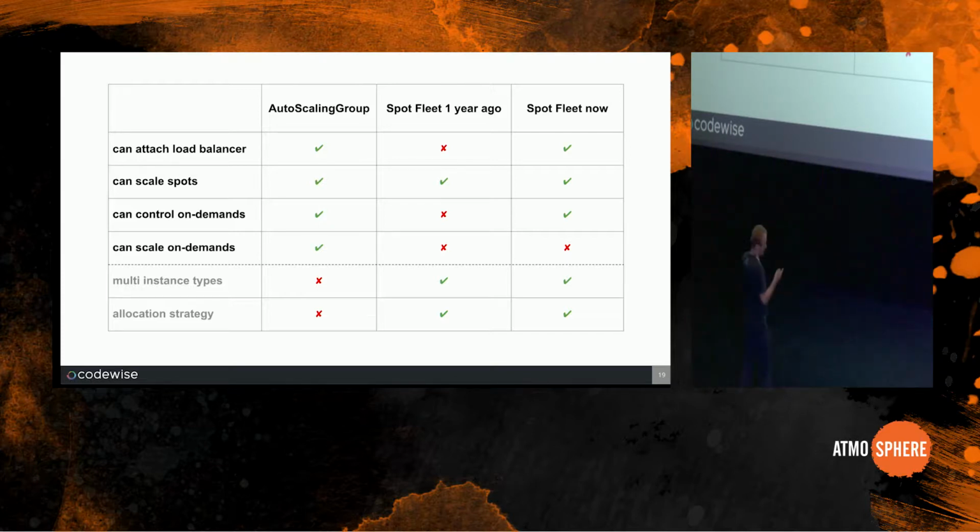For us, what was important was that we had to scale on demand. In Spot Fleet, that was never possible. Right now, you can have on-demand in a Spot Fleet, but you can't scale it or change it. In an Auto Scaling group, it's possible. That's why we decided to go with Auto Scaling groups, and Maciek will show you what we did.